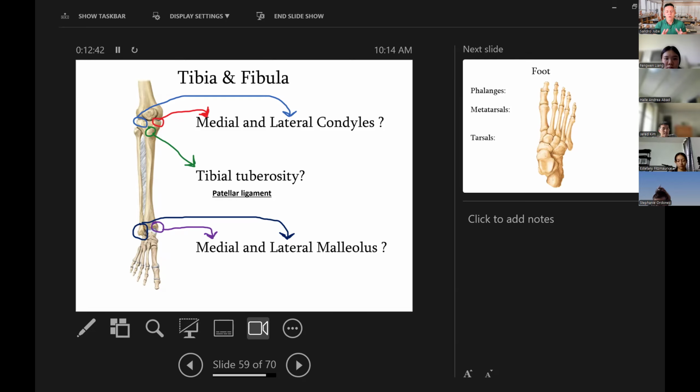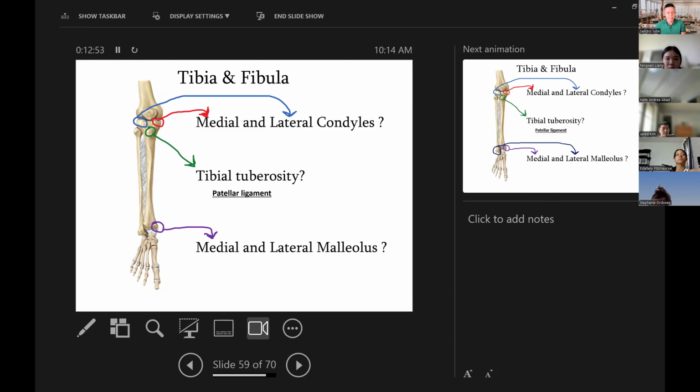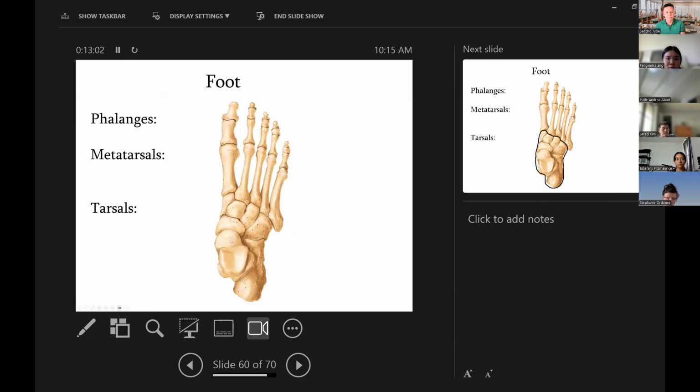Right. Now, these malleolus, they will articulate with the bone of the foot that we call the talus. And we can see that right here on the screen, guys. And that is going to form our ankle joints. We're going to take a look at the talus.